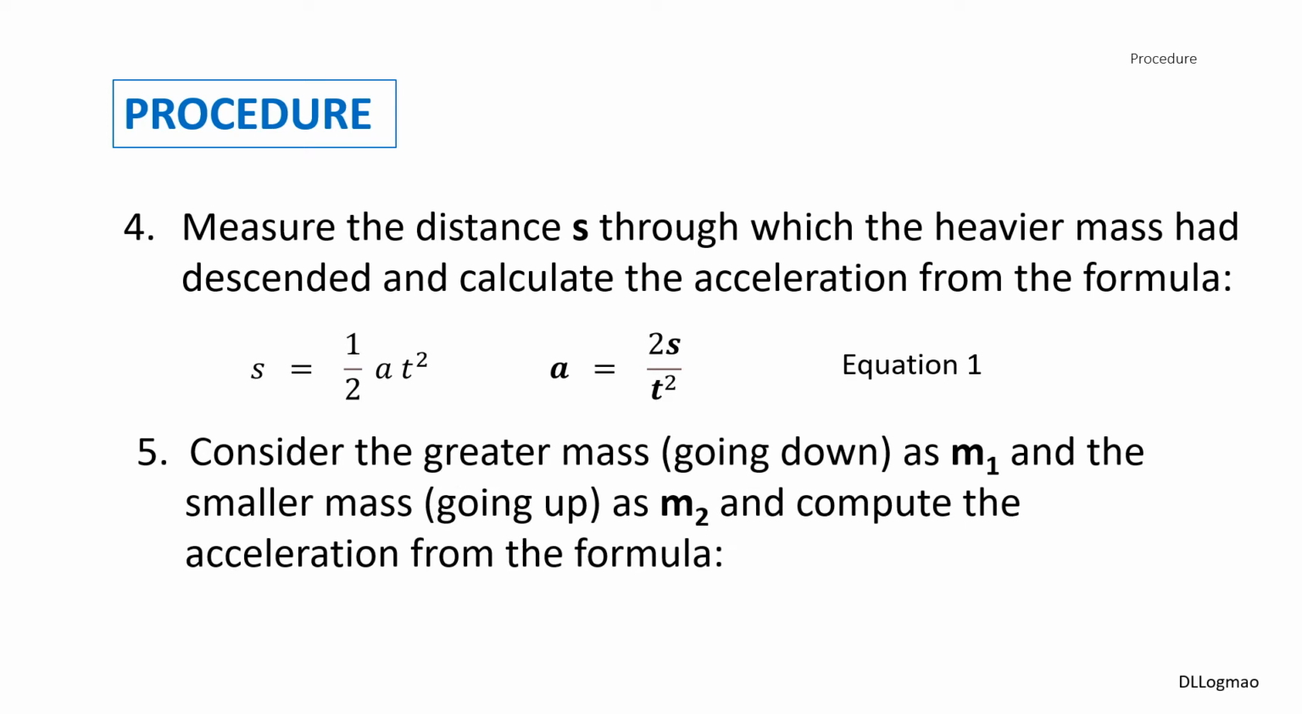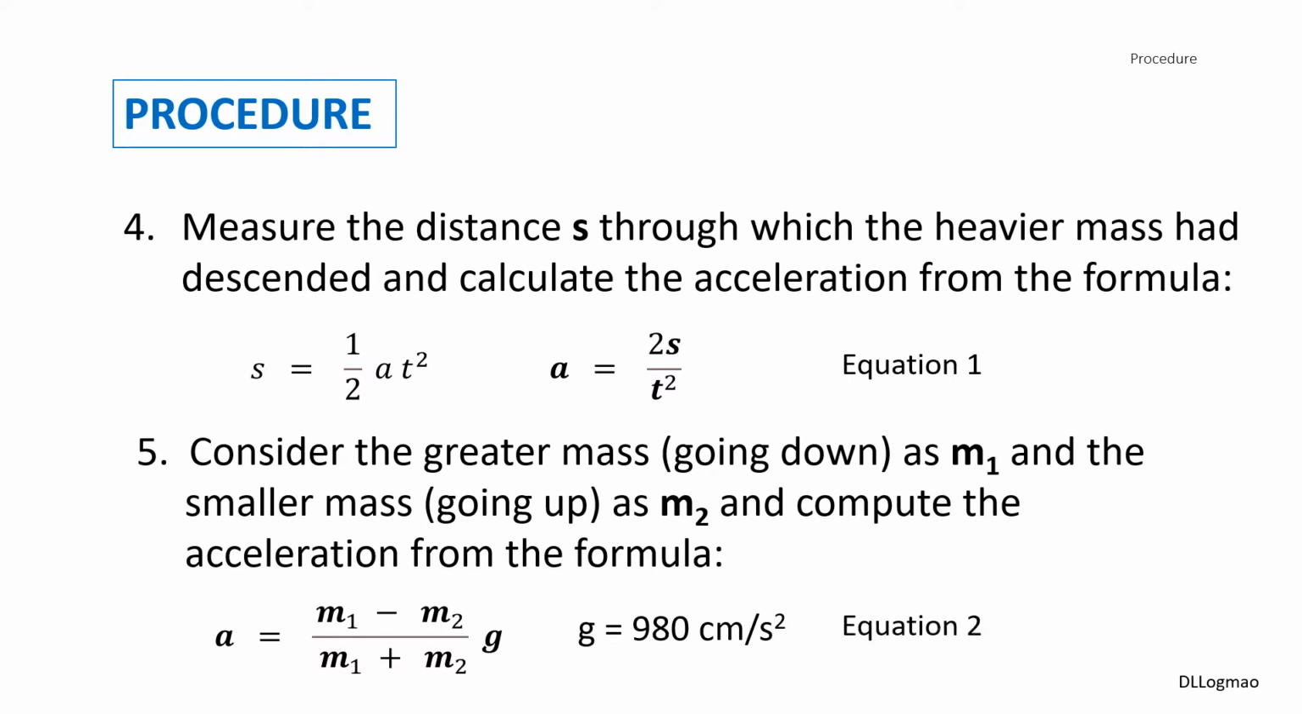Consider the greater mass going down as m sub 1 and the smaller mass going up as m sub 2, and compute the acceleration from the formula. Acceleration a is equal to m sub 1 minus m sub 2 divided by the sum of the masses m sub 1 and m sub 2, times the acceleration due to gravity, g. The value of g is 980 centimeters per second squared. This is the second equation for determining the value of acceleration in this experiment.